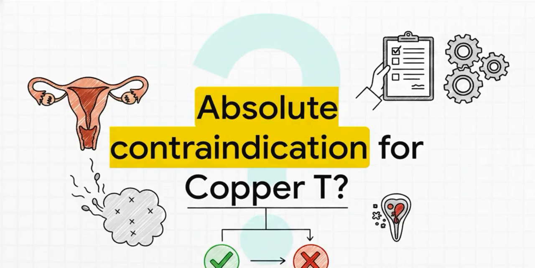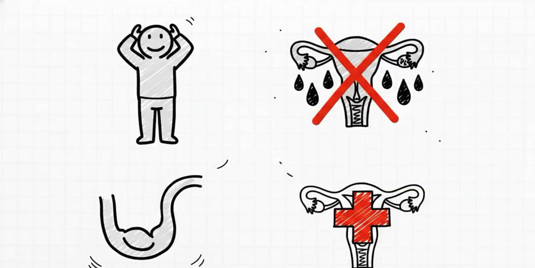The copper T is localized. It sits right inside the uterus and creates this inflammatory environment that's toxic to sperm, all without using systemic hormones. But again, what patient history would completely rule out using it? Let's slowly read through these options.